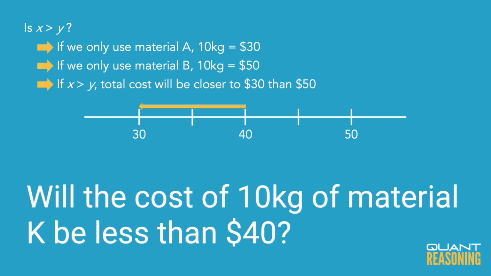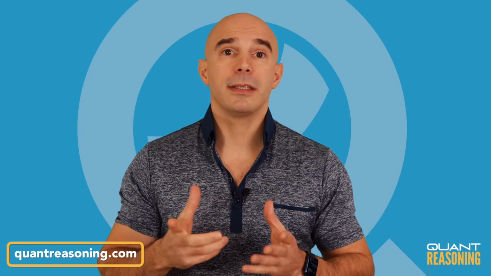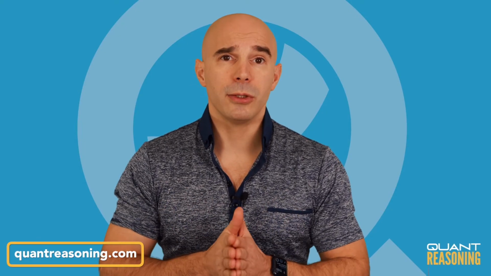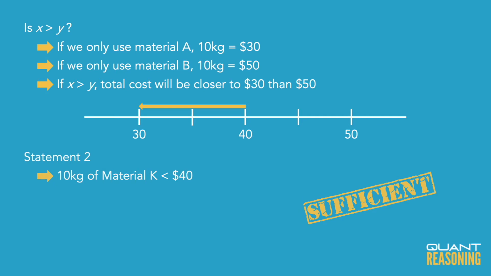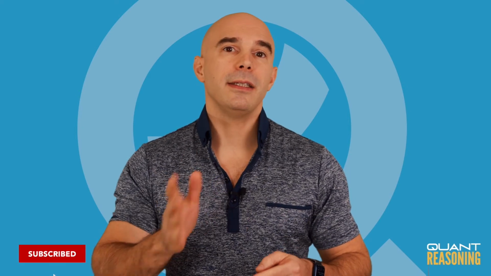And so I think that's what this question is really asking. Will the cost of 10 kilos of material K be less than $40? And as I look at the statements, turns out that's exactly what statement 2 says. So let's go ahead and eliminate the answer choices that claim that statement 2 is not sufficient on its own, because it clearly is sufficient on its own. It's telling us exactly what we wanted to know. So A, C, and E are gone, and we're down to B or D.